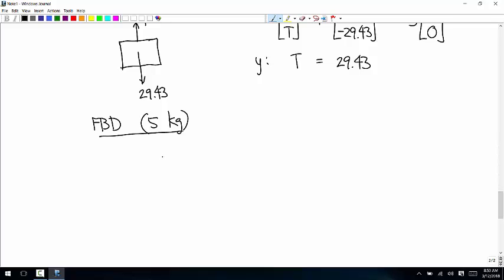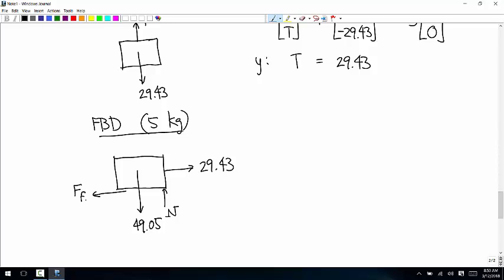Okay, so as Colden would tell you, start with the free body diagram. So 49.05 down is the weight. There's a normal force N. There is the tension force that we calculated from before, so this is 29.43. And to keep it from moving, we need a force going this way. That's our force of friction. And that's everything.